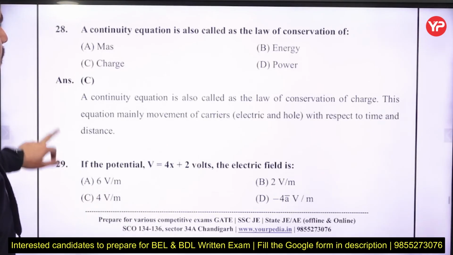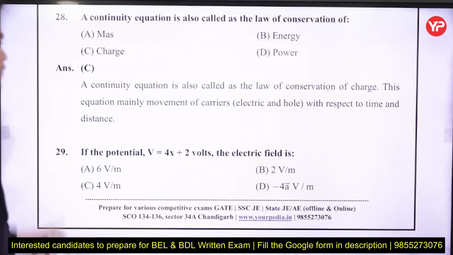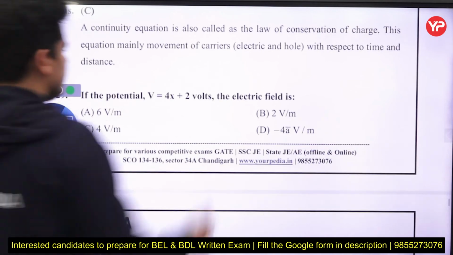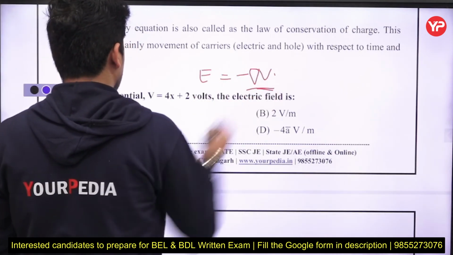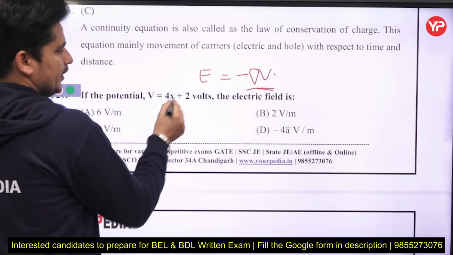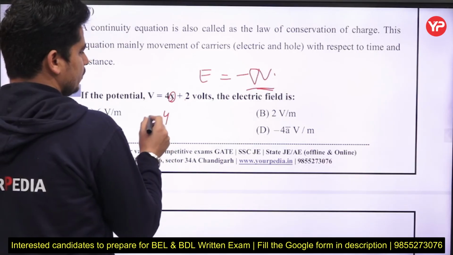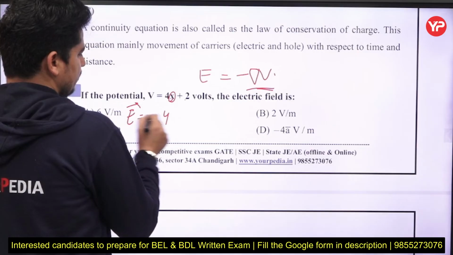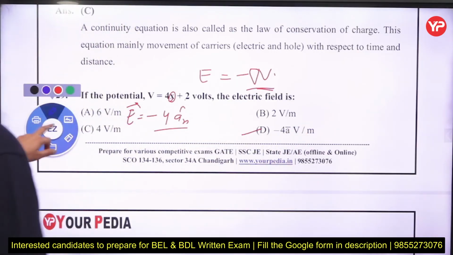A continuity equation is also called a law; the continuity equation is based on conservation of charge, right? Charge conservation. The potential V is given to you, so you have to find the electric field. What is the relation? Electric field is minus gradient of V. You have to take the gradient. So what will be the gradient? You have to take the derivative with respect to x, that is going to be 4, and the other derivative remains 0. So what will be the answer? That is minus 4, and only the x component is there, so it will be Ax. So the answer is D.